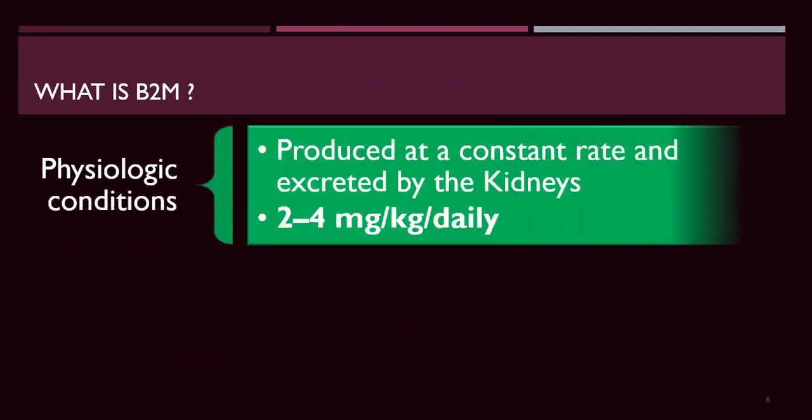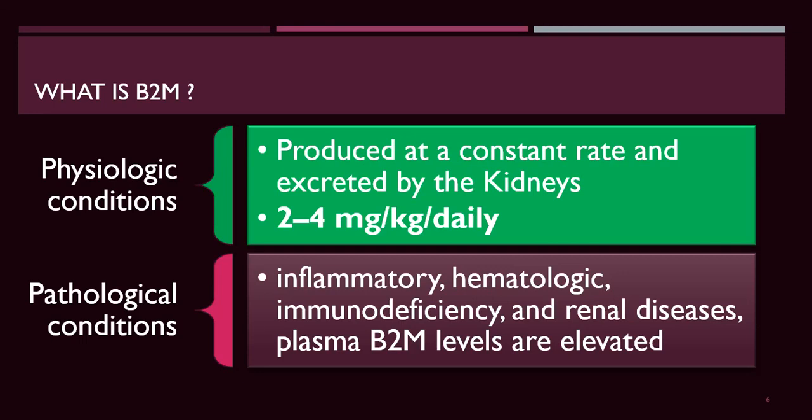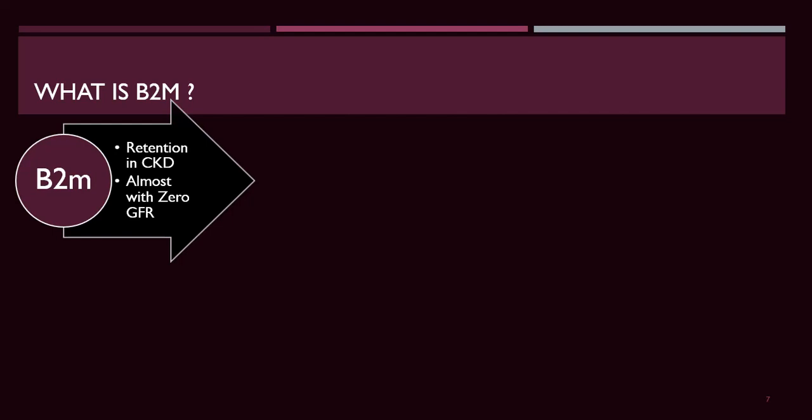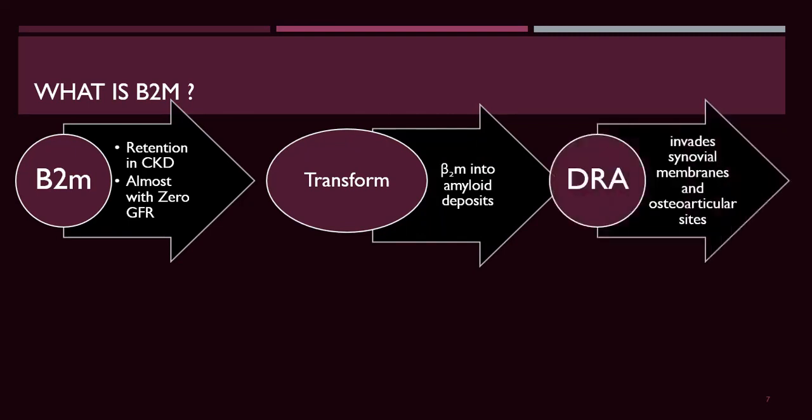Under physiologic conditions it is produced at a constant rate between 2 and 4. In pathological conditions like inflammatory, hematological, immunodeficiency, and renal diseases, plasma beta-2 microglobulin is extremely elevated. With beta-2 microglobulin retention in CKD, almost to 0 GFR, it transforms into amyloid deposits and invades synovial membranes and osteoarticular sites. So it is called dialysis-related amyloidosis.